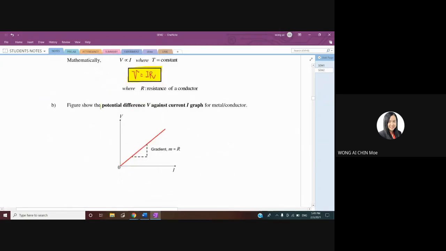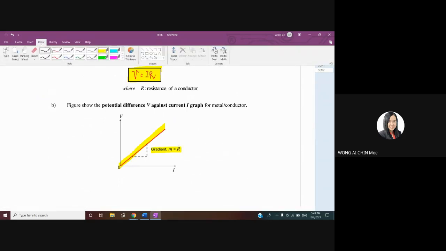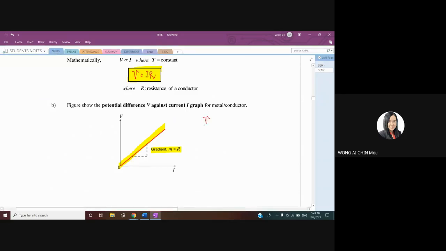Okay, the figure shows the potential difference V against current I graph. Because it's directly proportional, you will get a linear graph, where the gradient, V over I, is equal to the resistance, or we can write V equals IR, where your R here is the gradient. Later in our experiment, you will determine the value of the resistor.